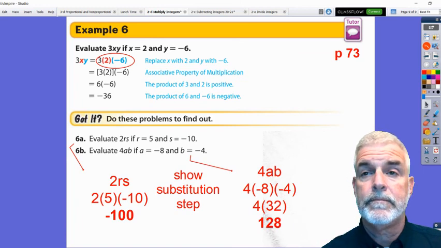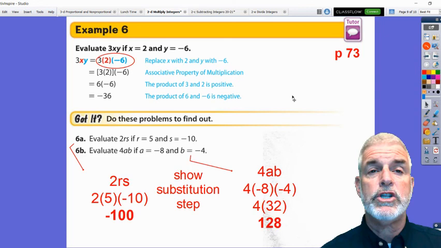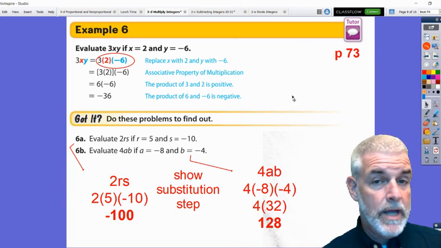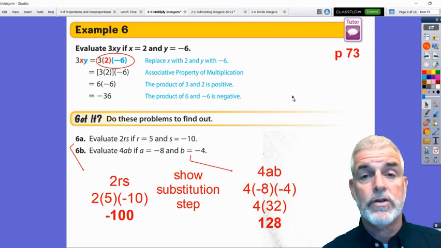All right, and that's it. So that's multiplication. Again, the rules, very simple. If the signs are the same, then your answer is positive. And if the signs are different, then your answer is negative.